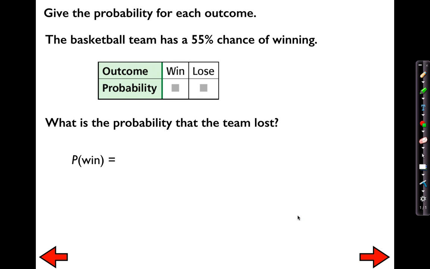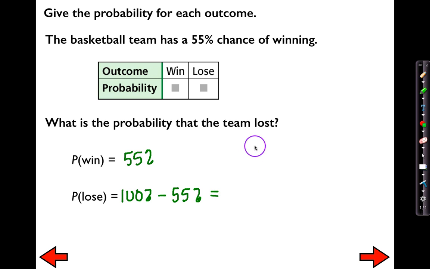Well, first we need to recognize, hey, what was their probability of winning? Their probability of winning was 55%. Okay, so what was the probability of them losing then? Well, let's remember, both of these should add up to 100. So they're asking us to find the complement of 55%. Well, for certain, it should be 100%. So what I'm going to do is take 100% minus 55%.